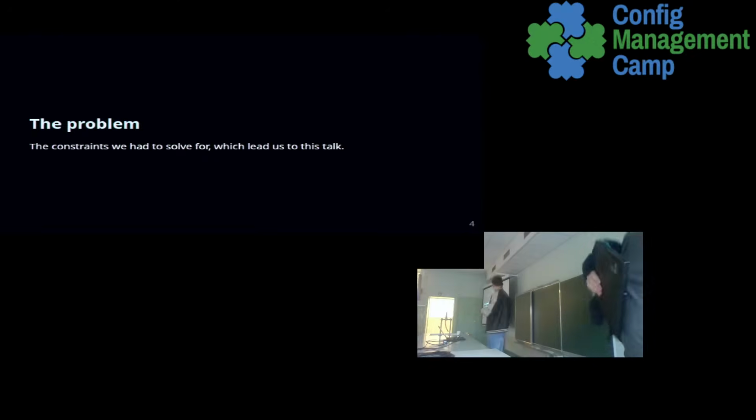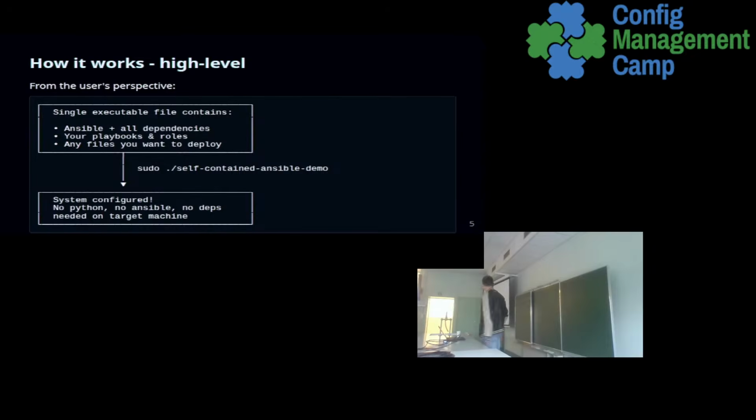So yeah, that's what we had to solve for, and I'm going to show you how we did that. Here's how it works. If you're a user, you get a single executable, which has Ansible and all your dependencies. You don't need Ansible on your host system. Your playbooks, your roles, anything you want to deploy, it's inside this. As a user, you run sudo, my executable, and everything's configured. You don't need Python on the host system. You don't need anything. As long as it's a Linux machine, you're good.